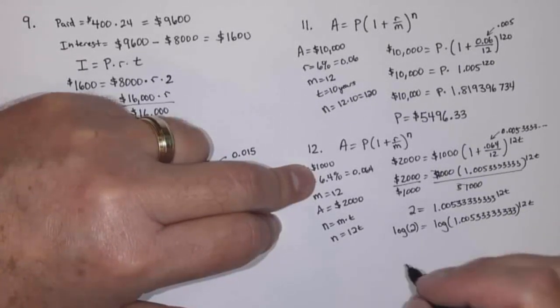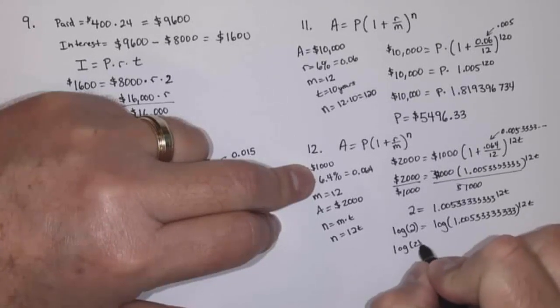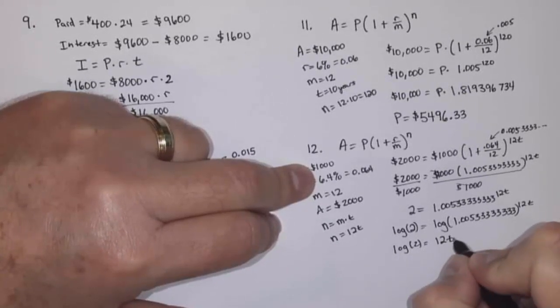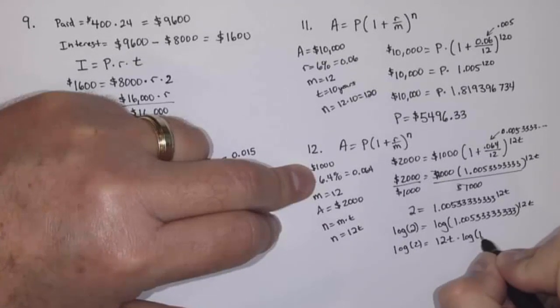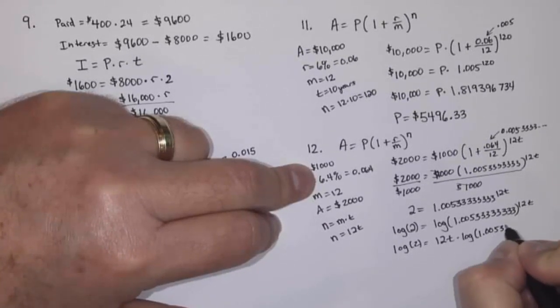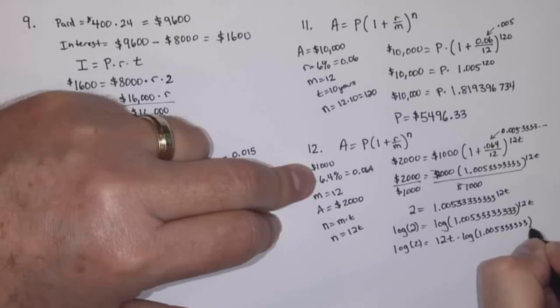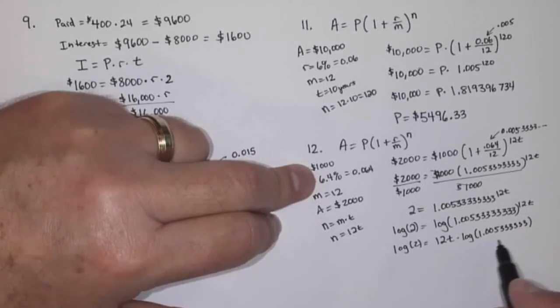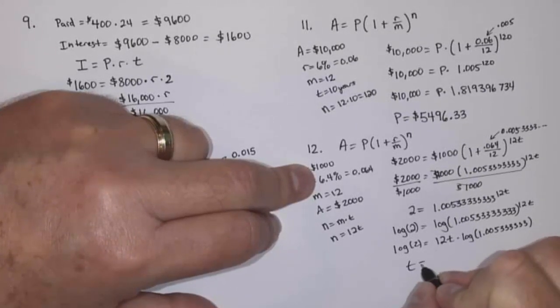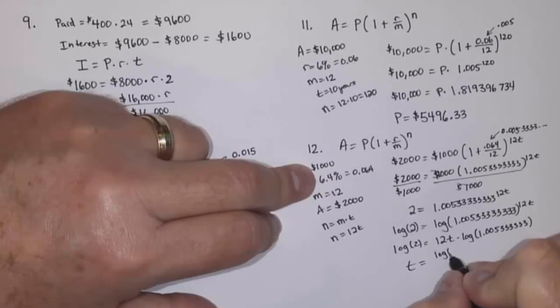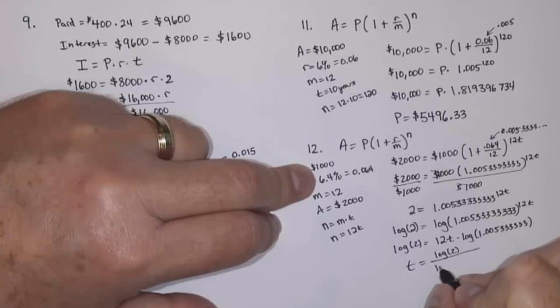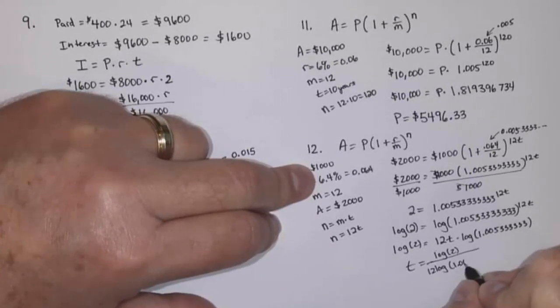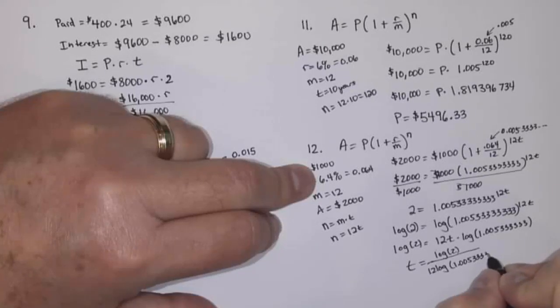Doing that, I can bring the 12t down. So the log of 2 equals 12t times the log of 1.005 and all the 3's repeating. So if I divide both sides by 12 and divide both sides by the log of 1.005333 repeating, t is going to equal the log of 2 divided by 12 times the log of 1.005 and then a bunch of 3's.